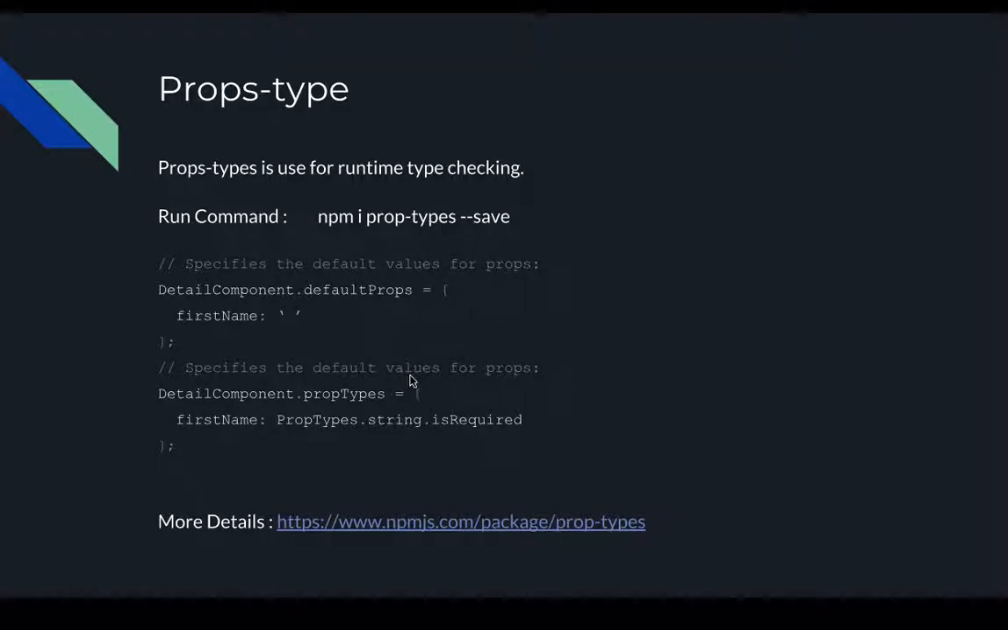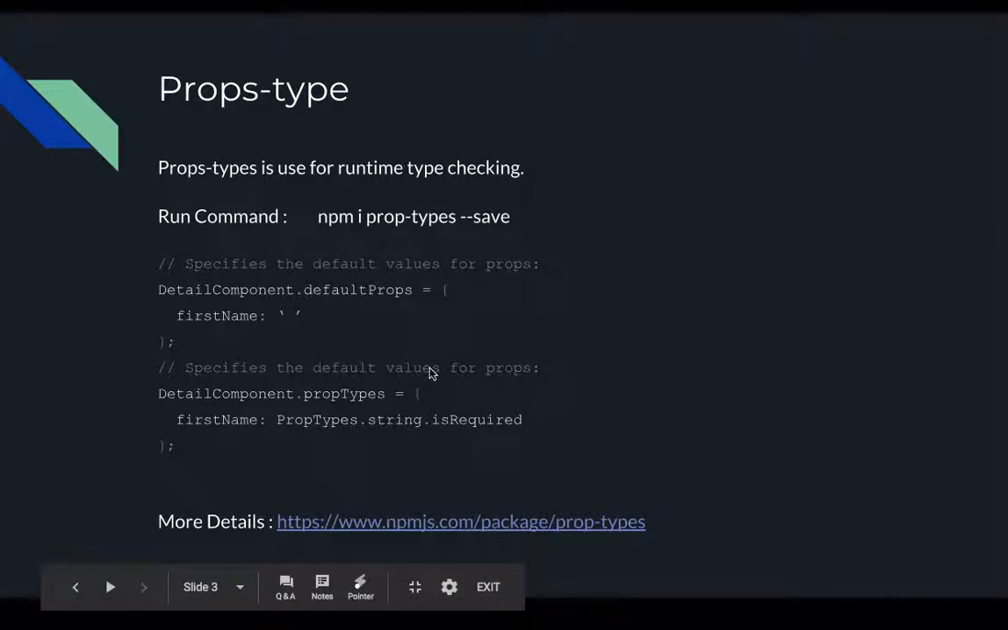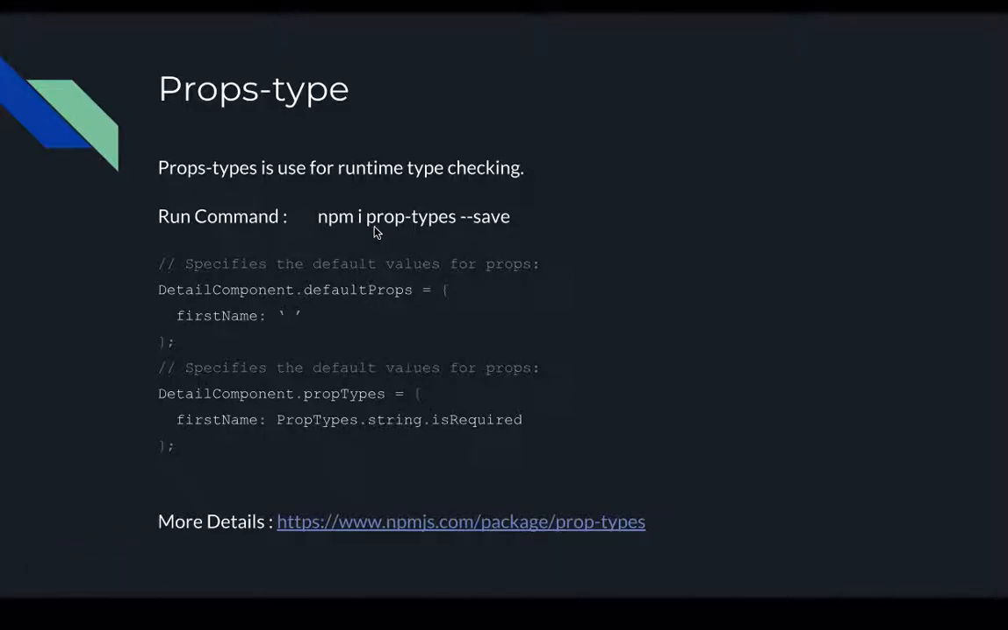Okay, to use prop types, you have to use the node package manager package prop-types. So you have to install it with npm i, meaning install, prop-types --save, so it is automatically installed in your system and saved in your package.json file. Now let's see how we can use it in the application.